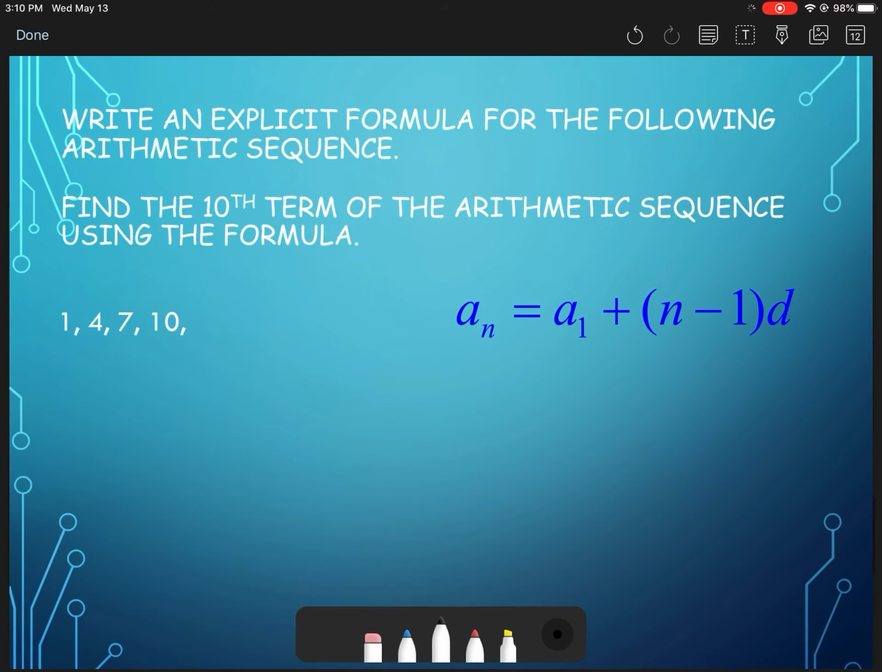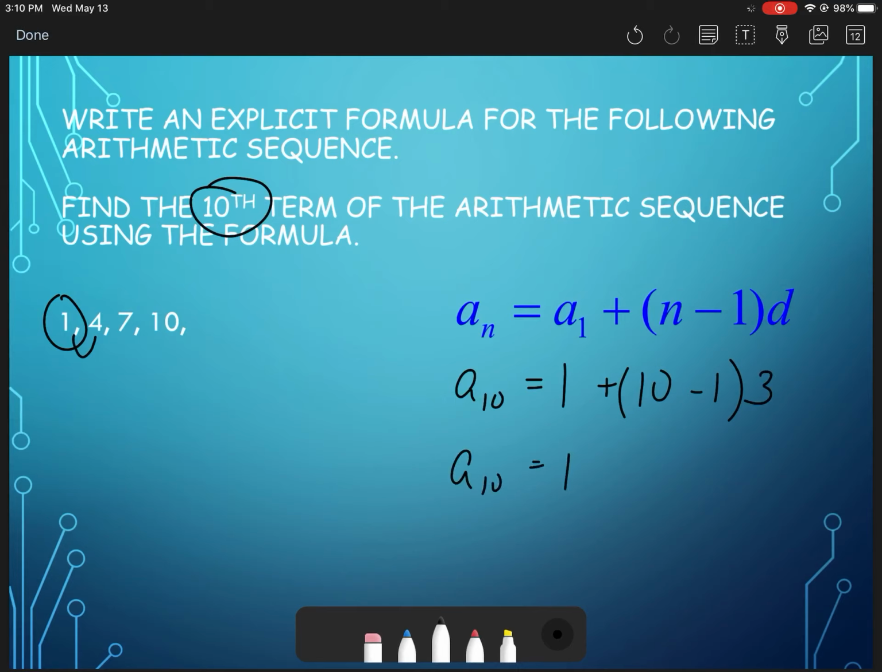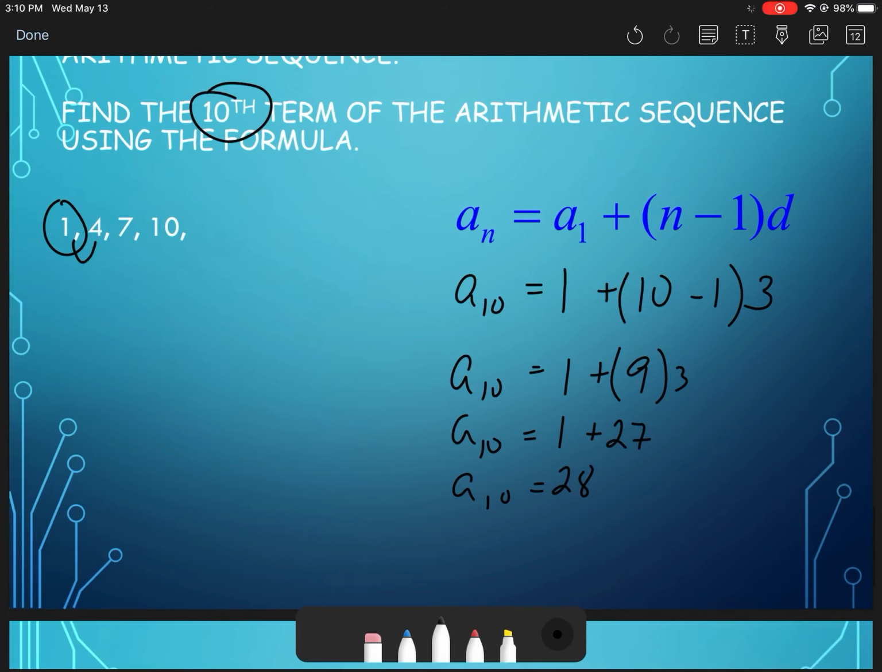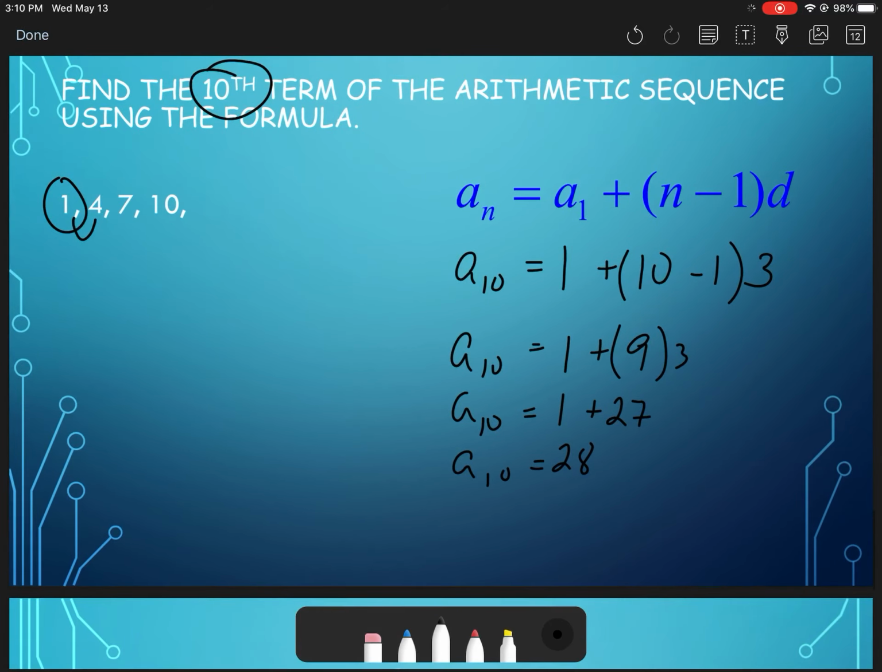Okay, write an explicit formula for the following arithmetic sequence. Find the 10th term of the arithmetic sequence using the formula. So we're looking for the 10th term. So that's going to be a sub 10. First term is 1. N is 10. And the common difference is 3. So here we have 1 plus 9 times 3. 9 times 3 is 27. 27 plus 1 is 28. Okay. And that's it.